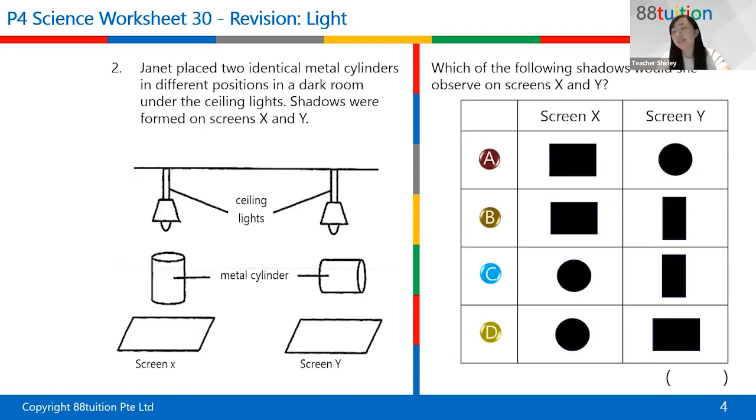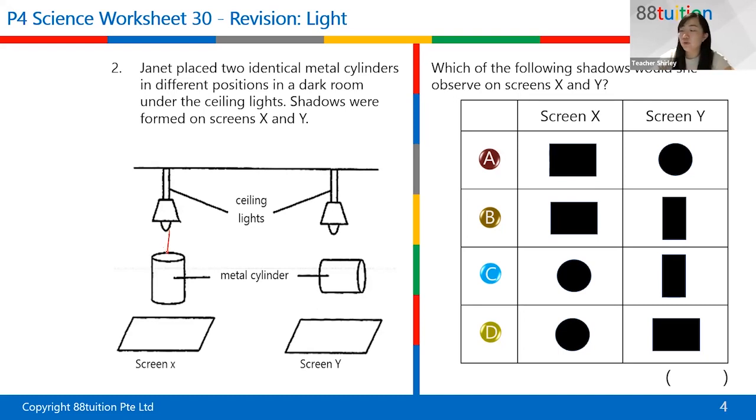Janet placed two identical metal cylinders in different positions in a dark room under the ceiling lights. Shadows were formed on screens X and Y. Which of the following shadows would she observe on screen X and Y? Grace raised up her hand, right? Grace? B. B for? D. Oh, D. Yes. Okay. Because how do you determine the shape of the shadow?